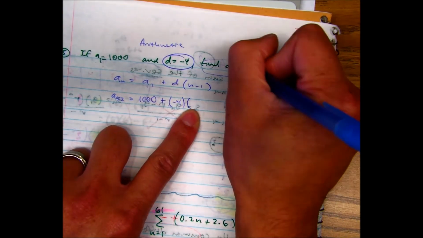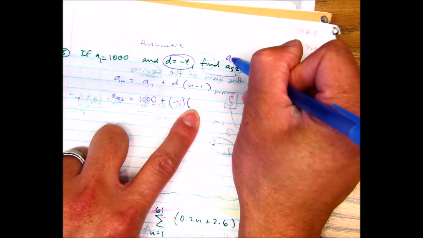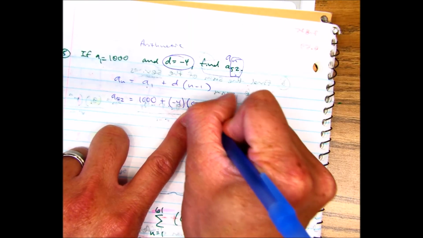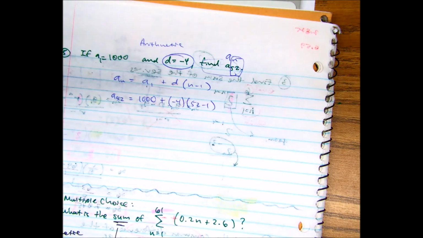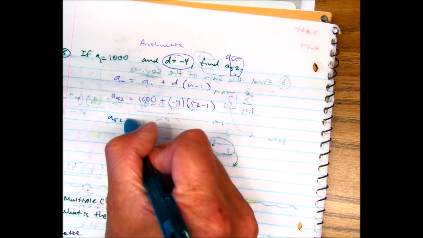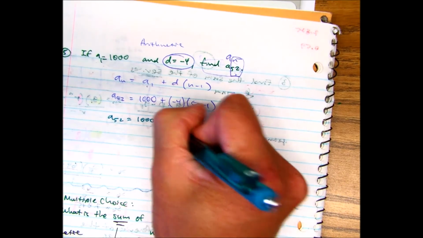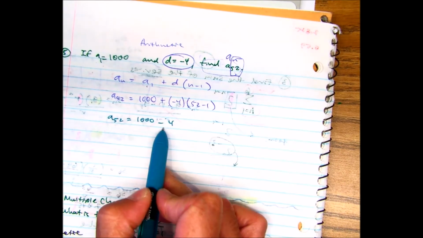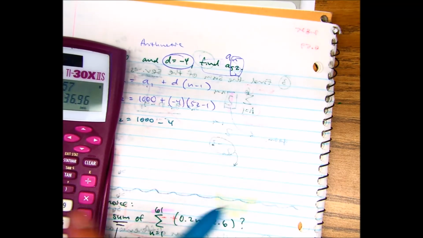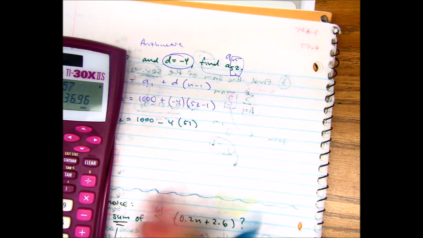My n value, if you don't know that, you just put an above what you're finding, and you get 52 here, minus 1. And then you just go through and simplify. 1000. This becomes -4. Remember, if you see a plus or minus, just keep the negative sign. 52 minus 1 is 51.